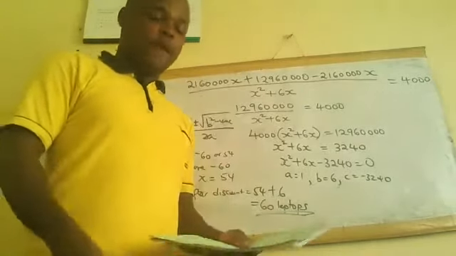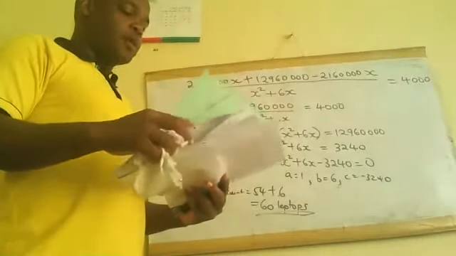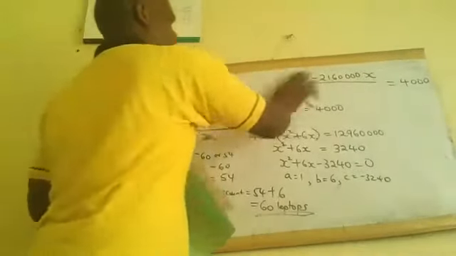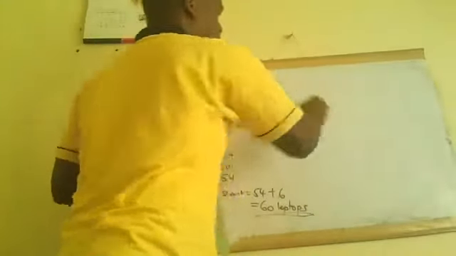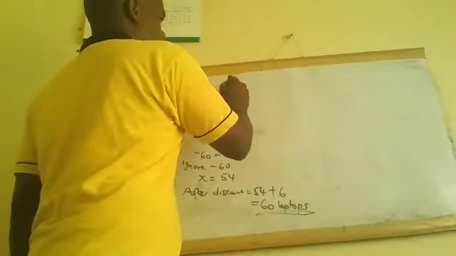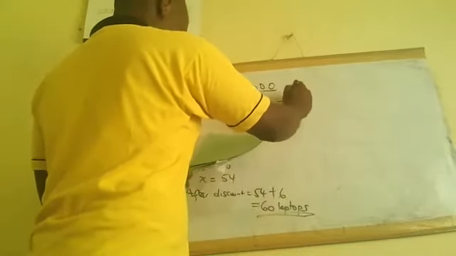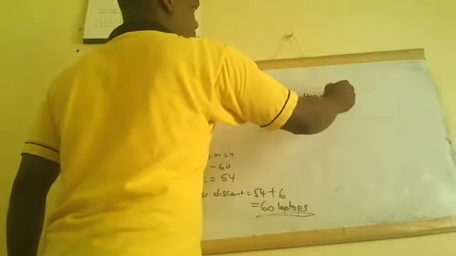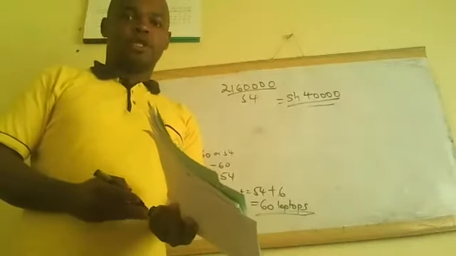Then part C, find the marked price of a laptop. So the marked price of a laptop is simply 2160,000 over 54. And that one you'll get is 40,000. This is the marked price. Marked price is 40,000 shillings.